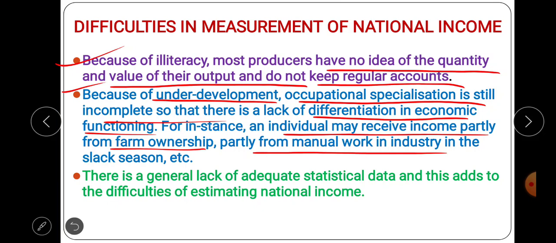Okay. Then the last one: there is a general lack of adequate statistical data, and this adds to the difficulty of estimating the national income. There is a lack of adequate statistical data related to the production of each and every sector of the economy. Okay. So, these are the different difficulties, and this is the whole discussion about the different methods of measuring national income and the difficulties.